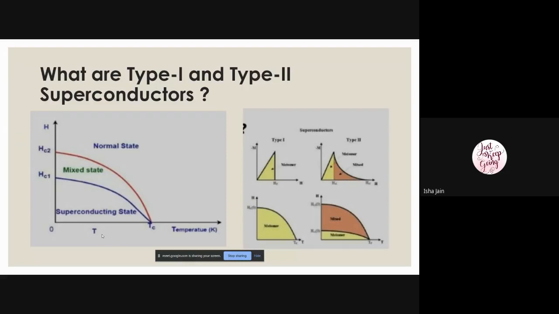So, what are type 1 and type 2 superconductors? Superconductors can be classified into two categories, type 1 and type 2. Classification wholly depends on the behavior of superconductors under the application of external magnetic field strength.